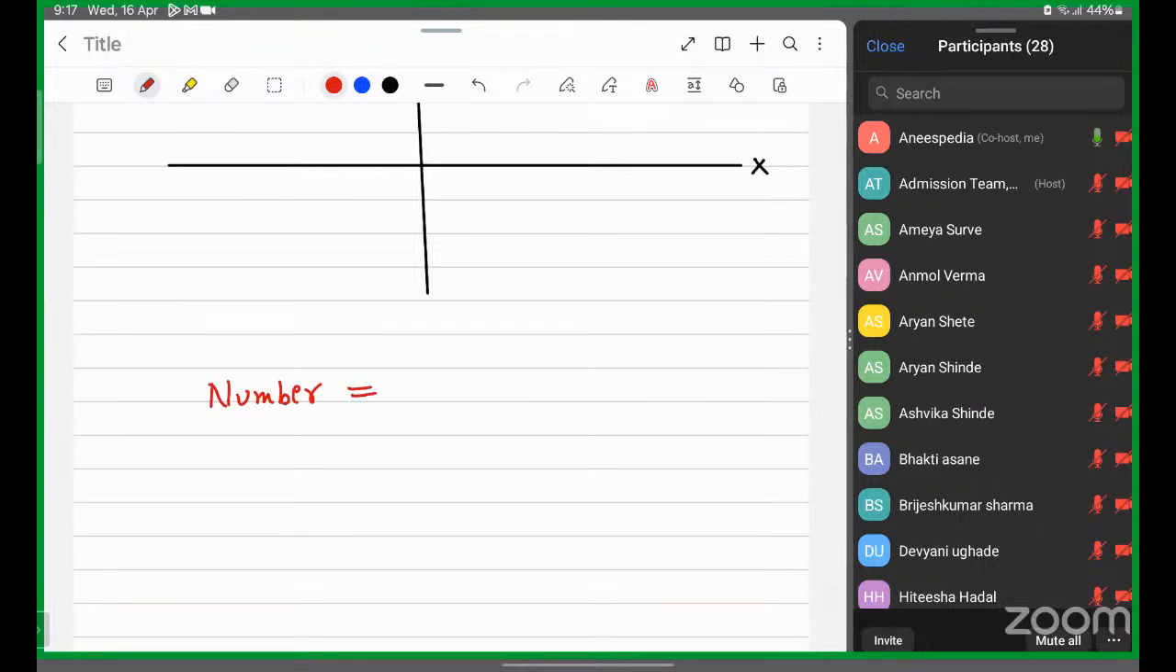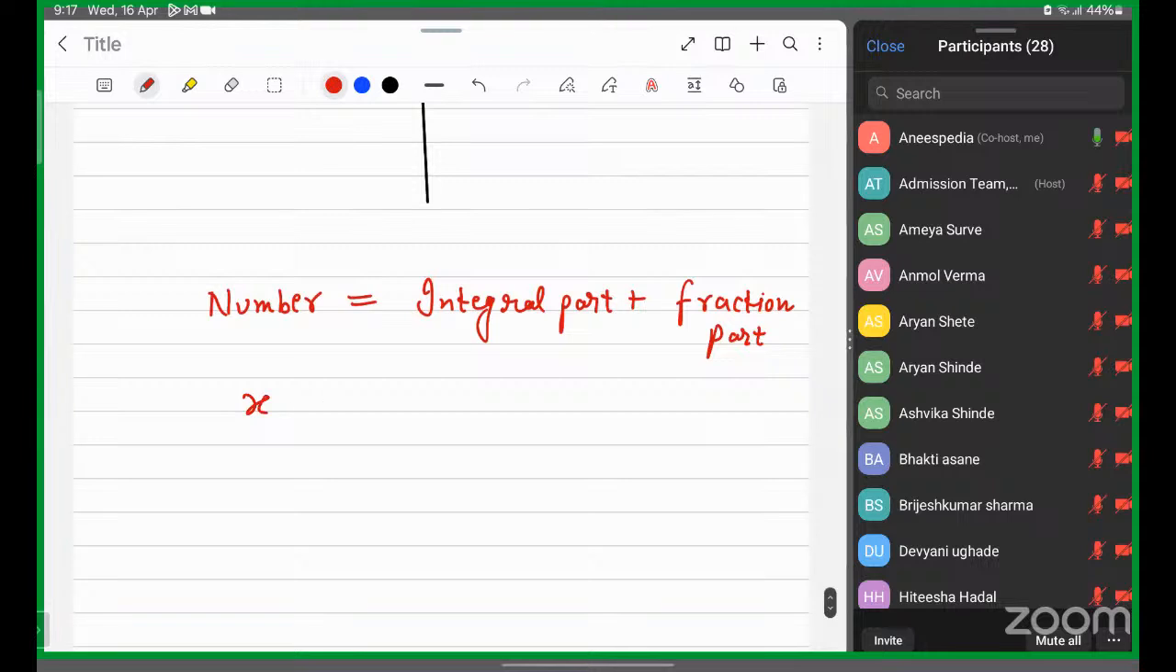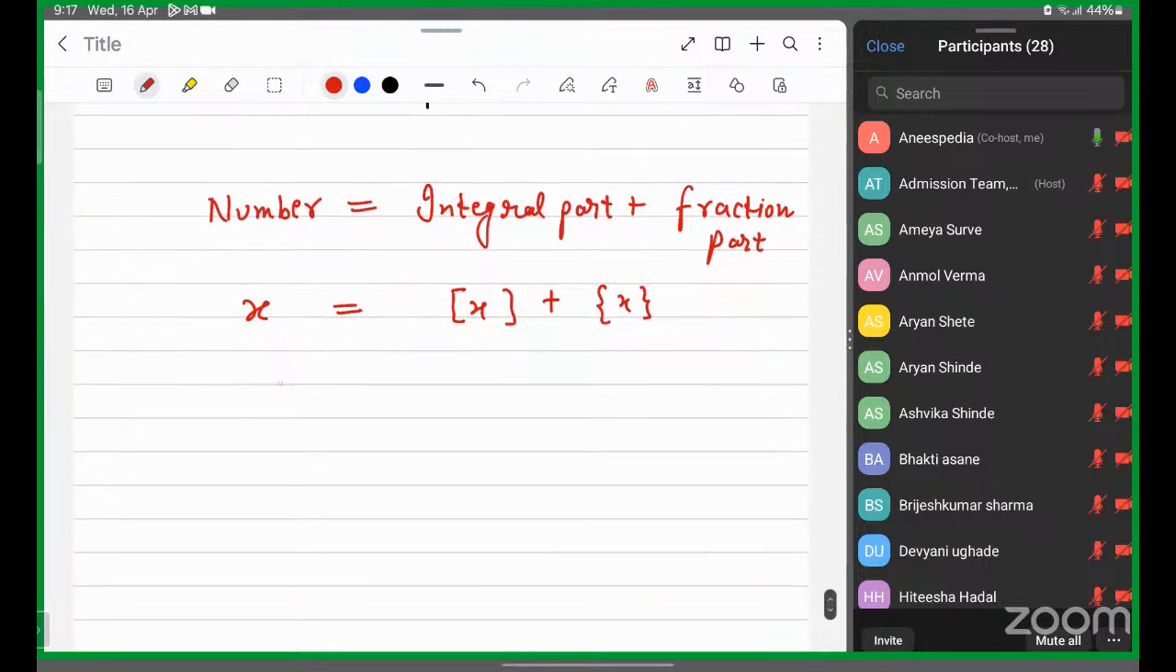plus a fractional part. Let's say the number is x. Then its integral part is calculated by the greatest integer of x, and its fractional part is calculated by the fractional part of x. So if you find the fractional part of x, this will be x minus the greatest integer of x.